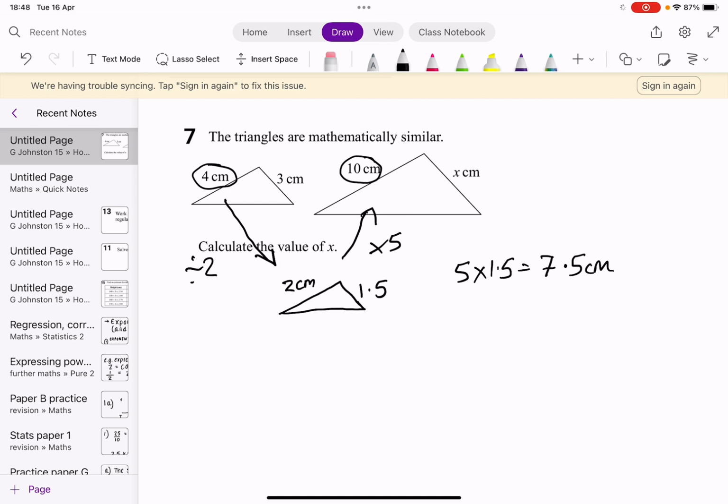You may think, well, the first way was easier, but this method can be quite handy when you've got a slightly bigger diagram or you've got different sides on there and you want to move backwards and forwards. The reason is that if I go back from this one, I can divide by 5, and if I want to go up to this one, I can times by 2. So that's sometimes a nice technique if we do similarity.